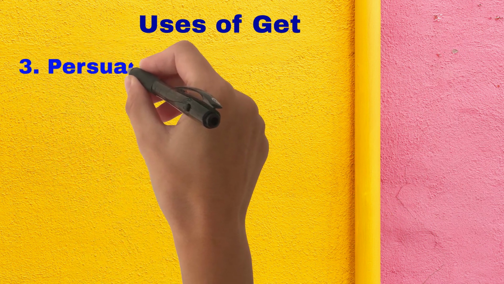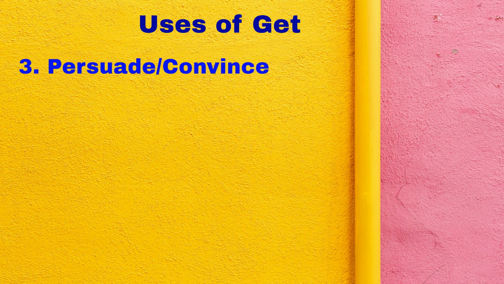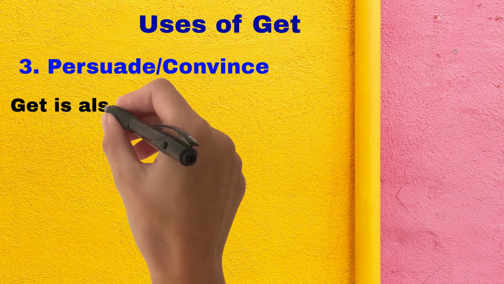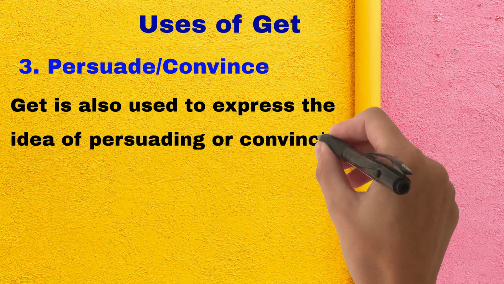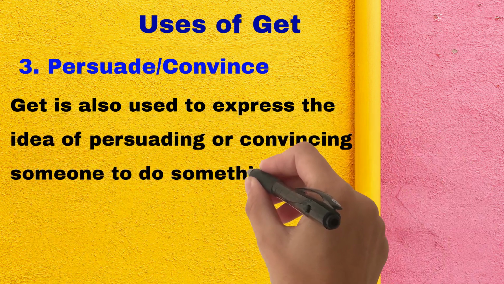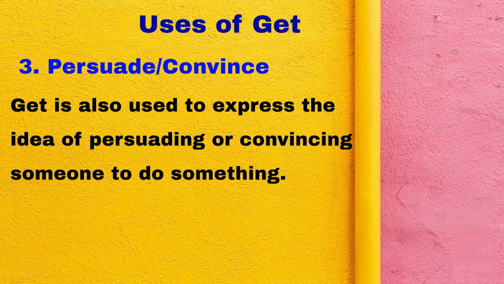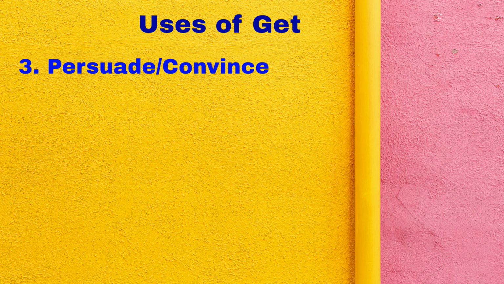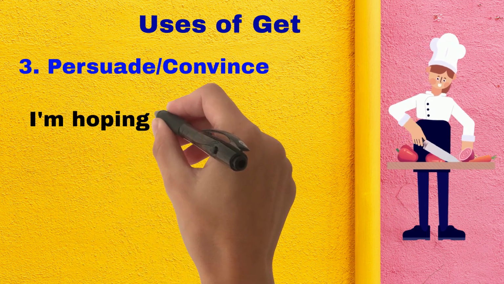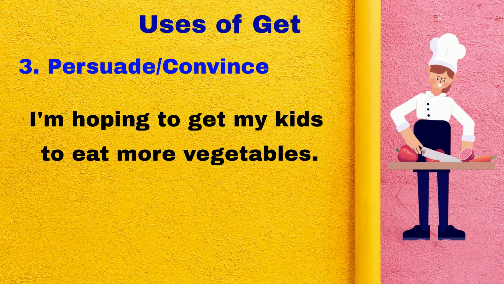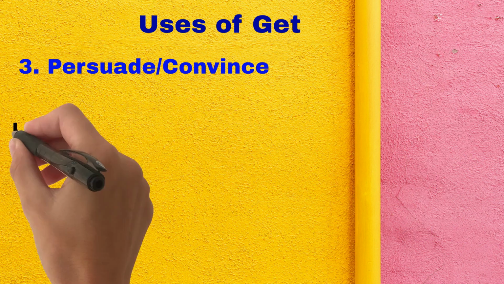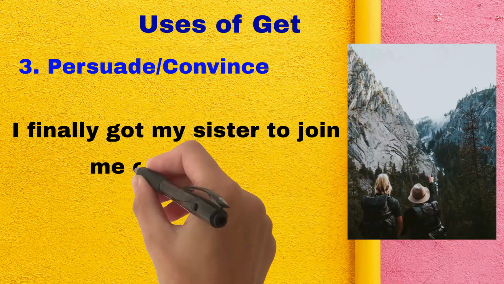Third is persuade or convince. Get is also used to express the idea of persuading or convincing someone to do something. For example, I'm hoping to get my kids to eat more vegetables. I finally got my sister to join me on the hike.